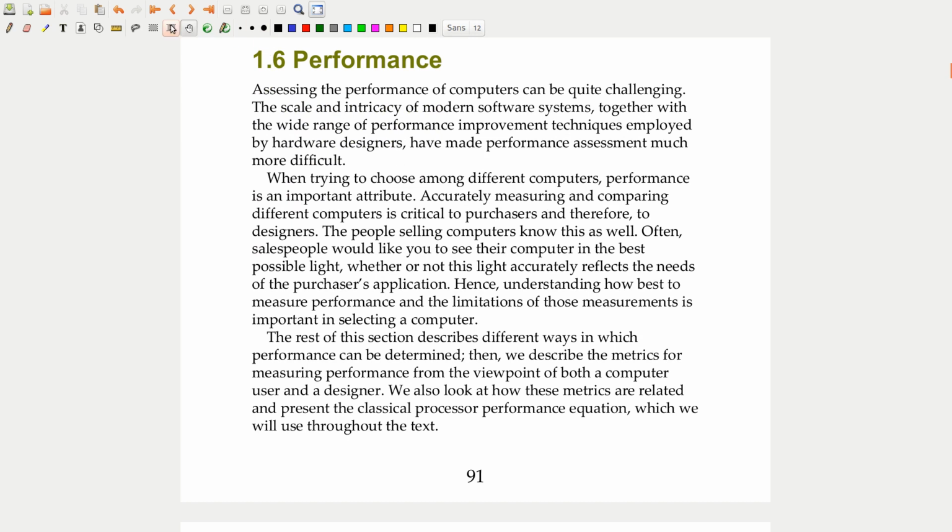We understand that. So now we can move on to something that's way more interesting. If you decide to do computer architecture research, this is your bread and butter: understanding performance assessment. So, performance. Assessing the performance of computers can be quite challenging. The scale and intricacy of modern software systems, together with a wide range of performance improvement techniques employed by hardware designers, have made performance assessment much more difficult.